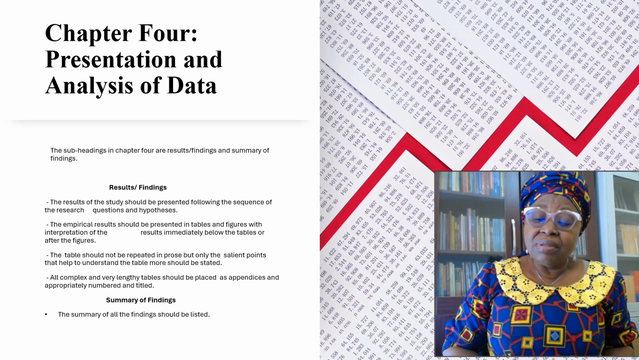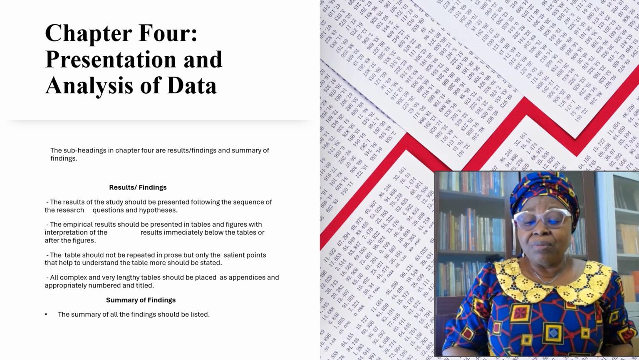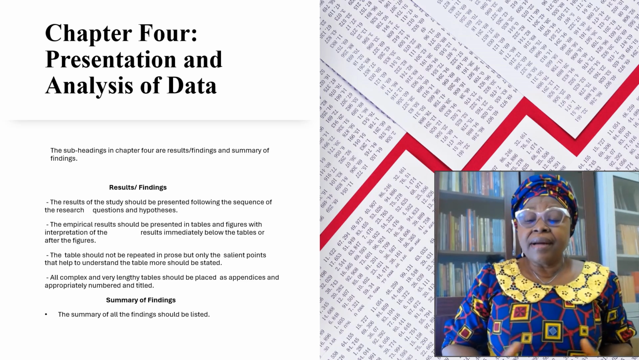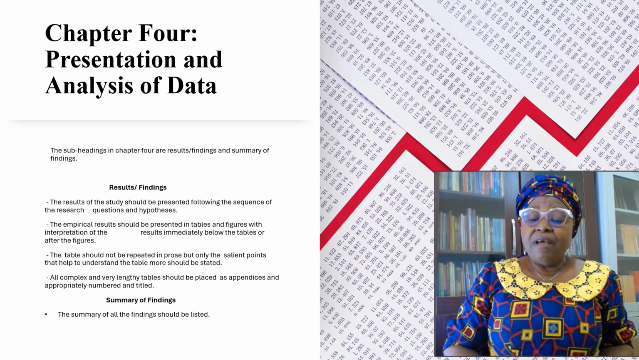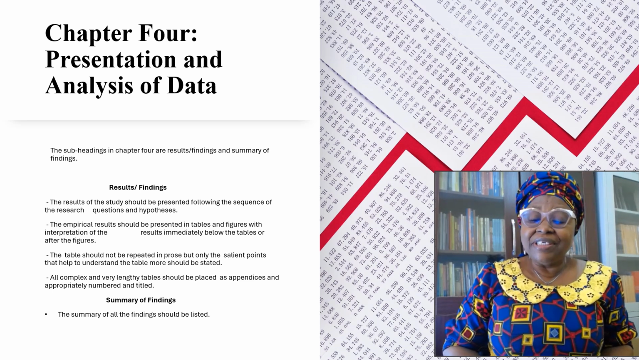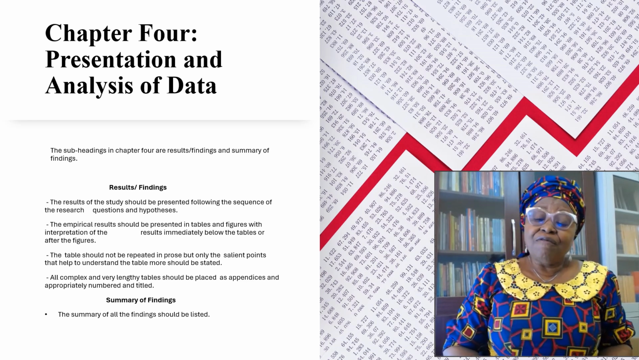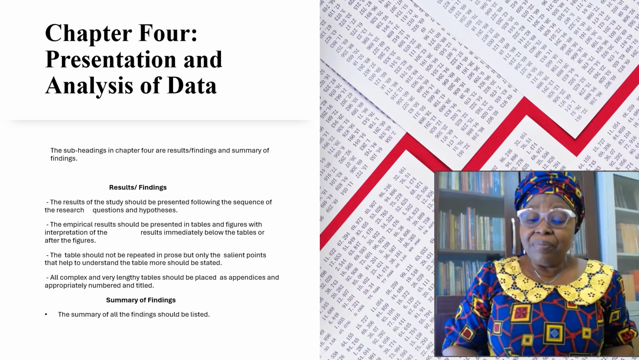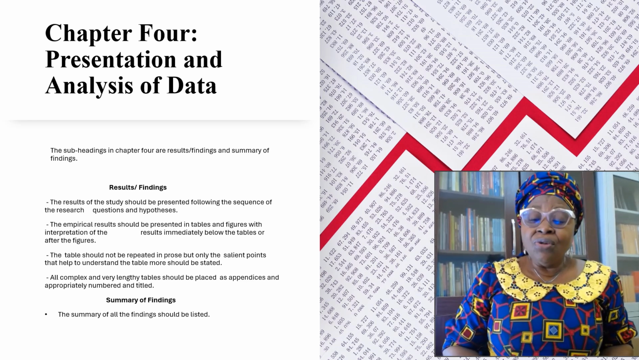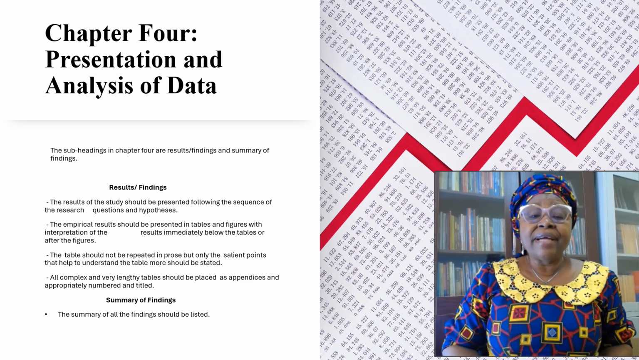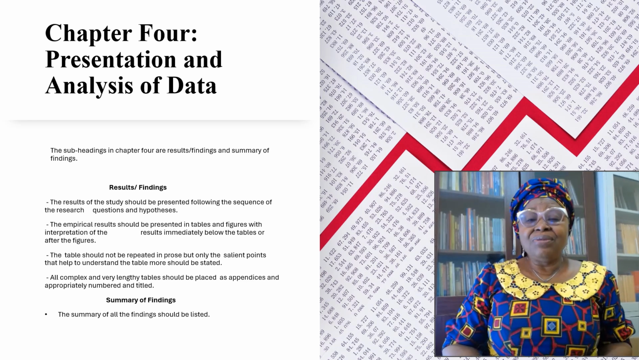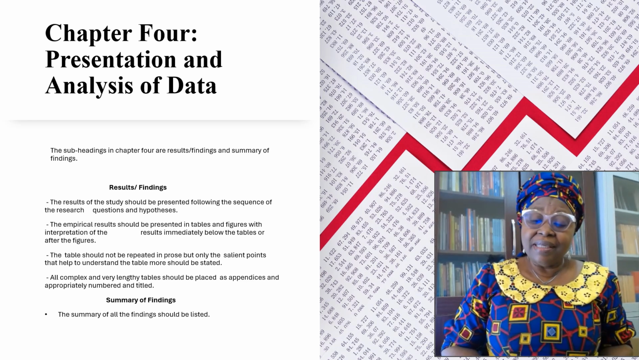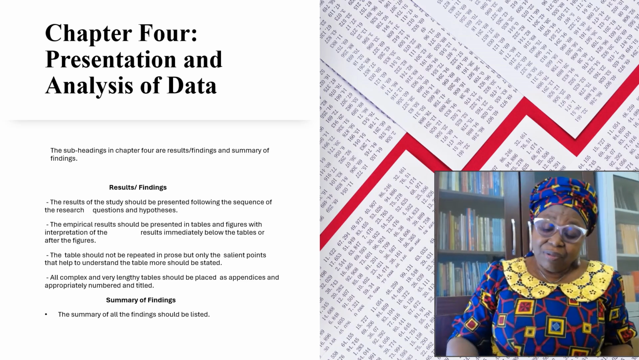Okay, let's recall our proposal. In our proposal, we talked about chapter 1, described all the subheadings, chapter 2, the subheadings, chapter 3, and so on. Actually, in the full research report, what we change is the language, from future tense to simple past tense. The rules and the practice of how to write those subheadings remain the same. So when you come to full reports, you look at those chapters again and report them appropriately.